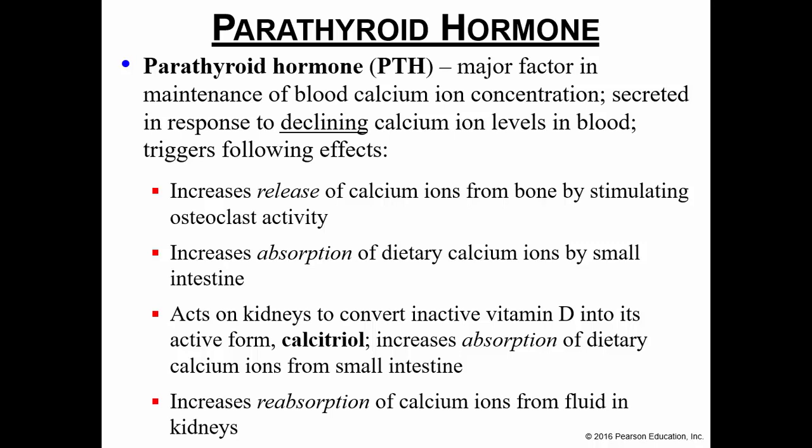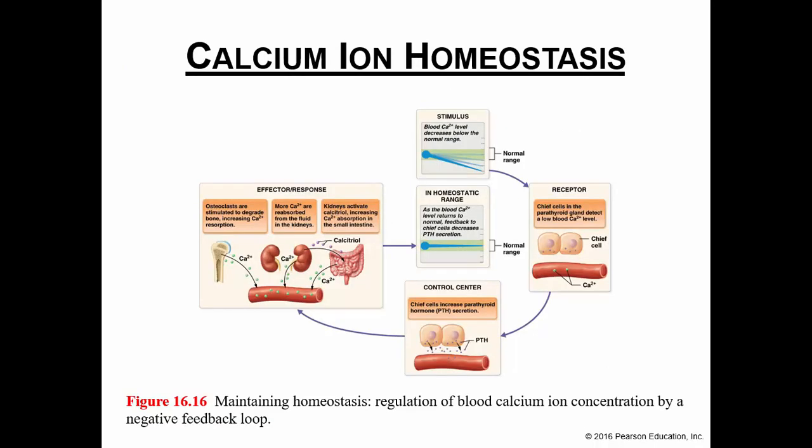Now, as I said, the reason for parathyroid hormone is to maintain our blood calcium ion concentration. And anytime our calcium ion levels in our blood get low, it's going to trigger the secretion of parathyroid hormone. By doing that, it increases the release of the calcium ions from the bone, and it does this by stimulating the osteoclasts. It also helps us absorb more dietary calcium ions with our small intestine. It acts on our kidneys, and it helps increase the absorption of calcium ions as well, helping us get more of the calcium ions from the fluid in the kidneys. So that's our parathyroid hormone, and as I said, it's an antagonist to the calcitonin from the thyroid gland.